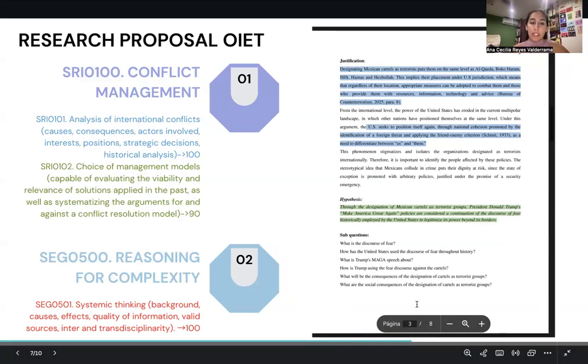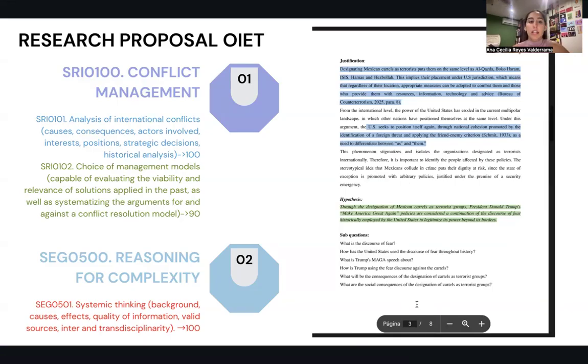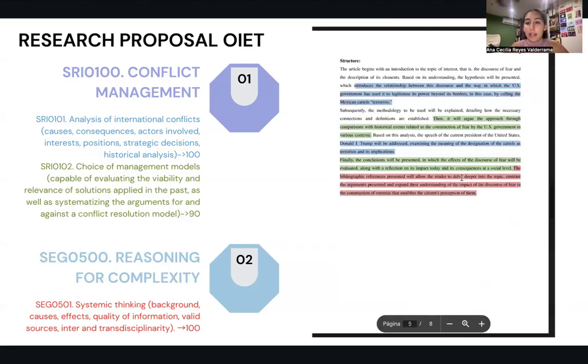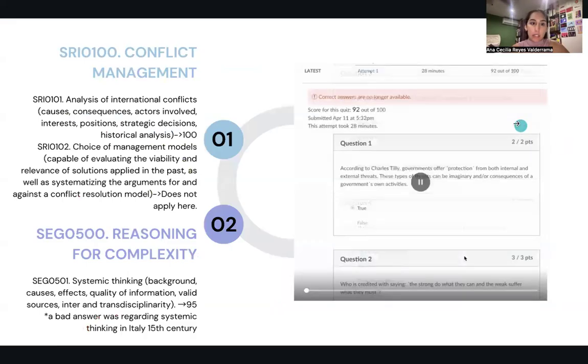And for the choice of management models, I think it was also nice because we saw the relevance of the solutions that have been applied in the past, and also systematized the argument that we were trying to make, for example, in the hypothesis. And overall, I think we did a very good job here. We try to give not a solution, but this discussion on the approach of how the stigmatization of the Mexican would be changing with this new designation of the cartels as terrorist groups.